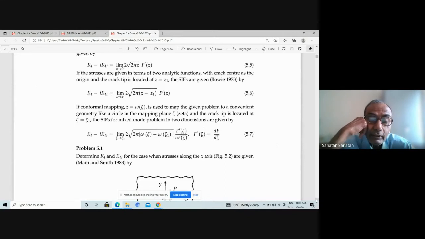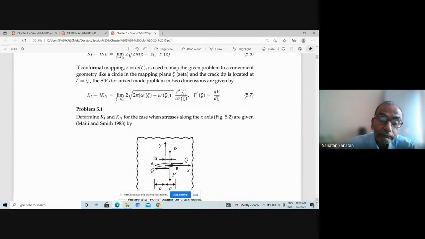Then you see the solution for the SIF is given. If the crack tip is located at zeta equal to zeta 1, then in that case it will be given by 2 square root 2 pi w zeta minus w zeta 1 into f dash zeta by w dash zeta, where f dash zeta is the derivative of f with respect to zeta. So this is actually on mapping of the geometry into convenient coordinates.